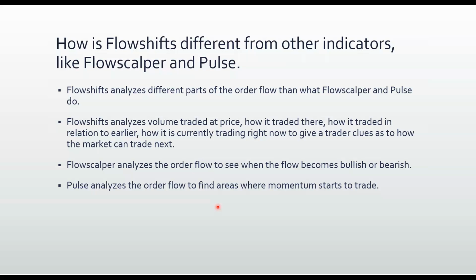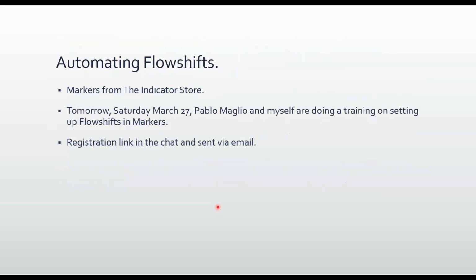Flowshifts looks at different things than what Flowscalper looked at, and Flowscalper and Flowshifts look at different things than the Pulse looked at. So they all analyze different things, but they're analyzing the order flow, because there's not just one way to trade order flow. There's many different ways to look at order flow. Okay, so let's take a look.